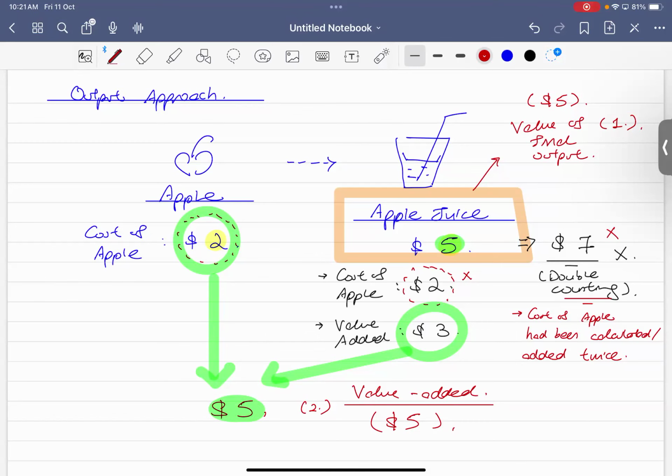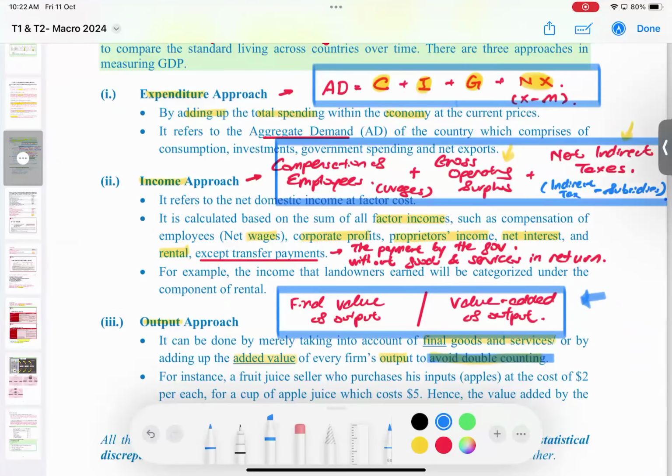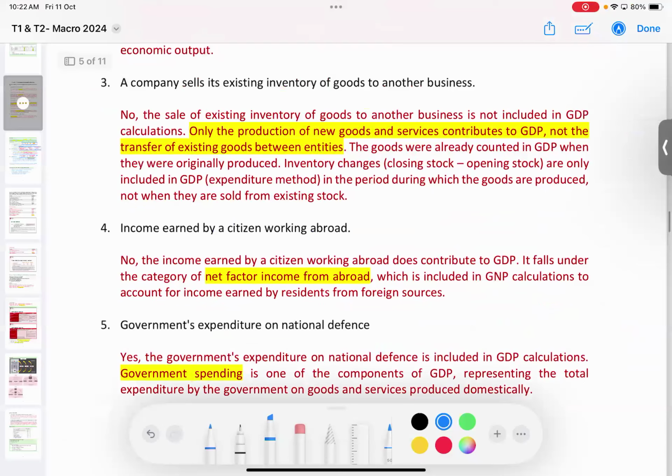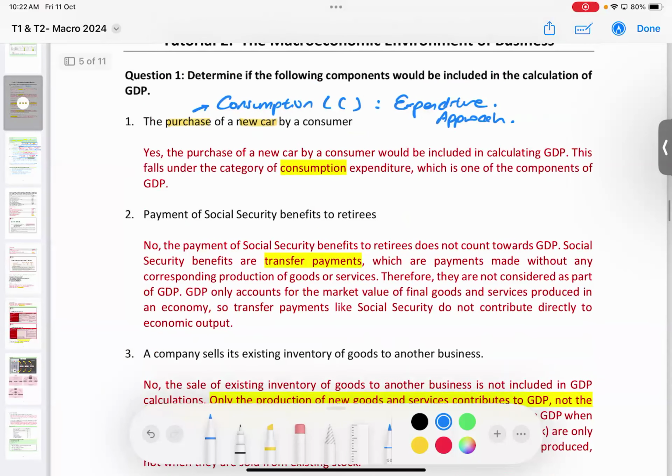Okay, let's have a look into questions. Question 1 first. The purchase of a new car. New car purchase means what? Consumption. So consumption is under which one? Expenditure. When you calculate the GDP using the expenditure approach, this is under consumption. So therefore, yes, it is included in the GDP, because the question here is asking whether the following will be included in the calculation of the GDP.